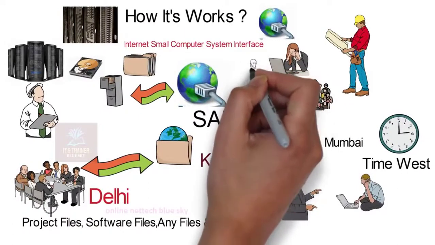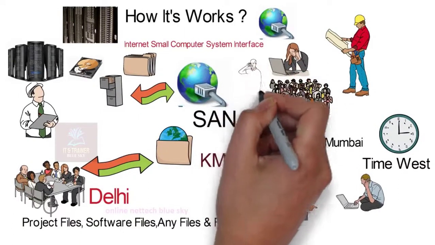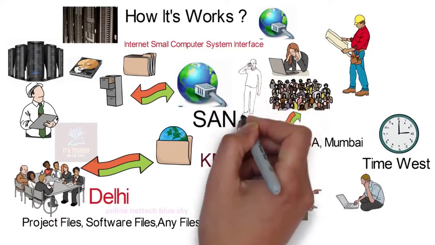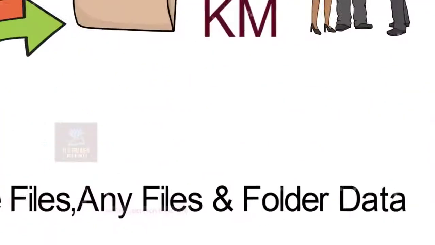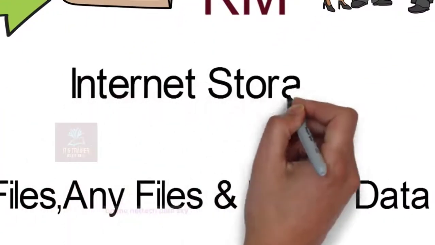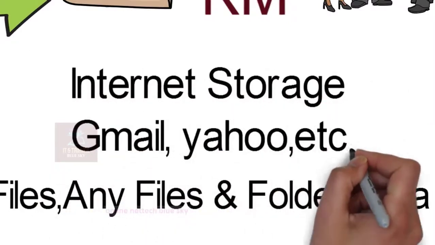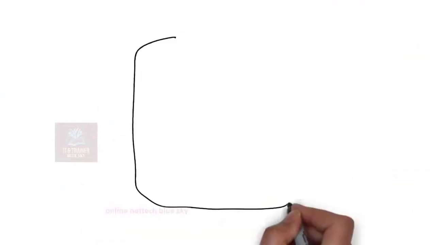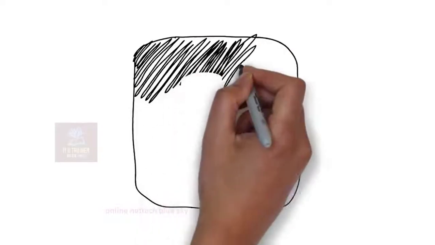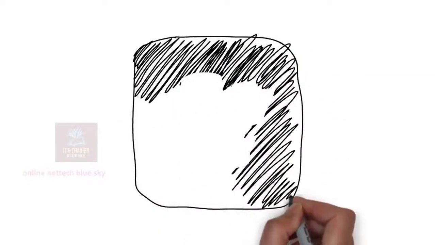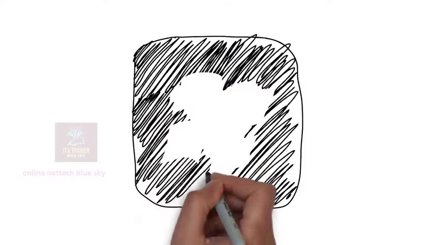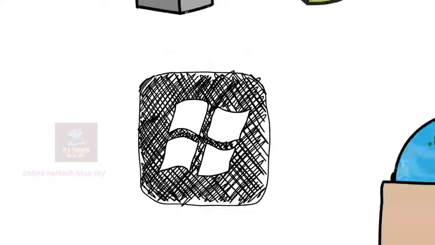But in this video I'm just telling you that you do not need a third party. Just call your system and say, I want this data. You can use the internet, internet storage, Gmail, and so this is the iSCSI system. We are discussing only the Windows operating system.